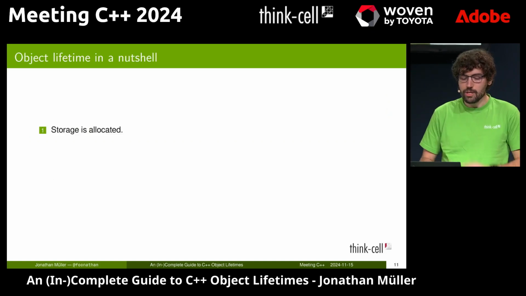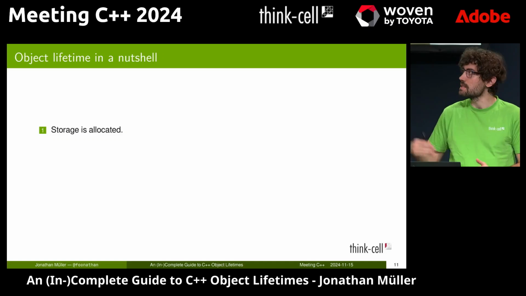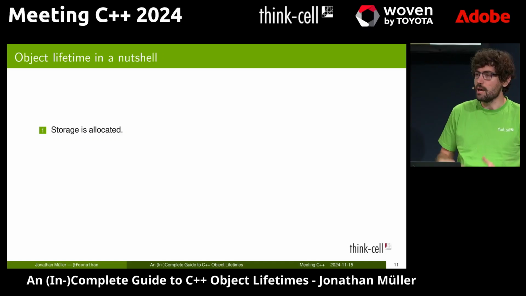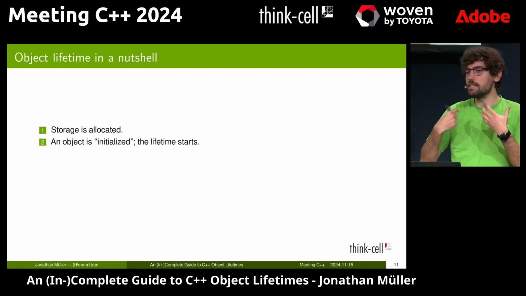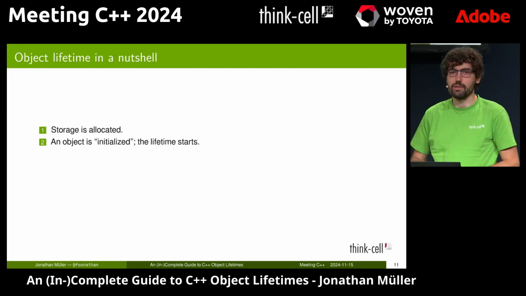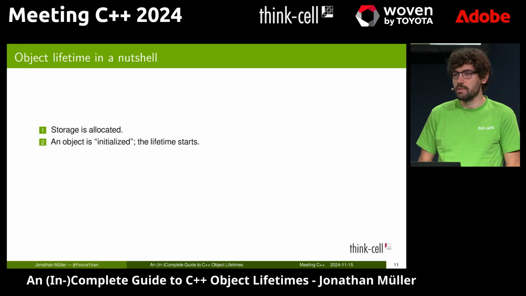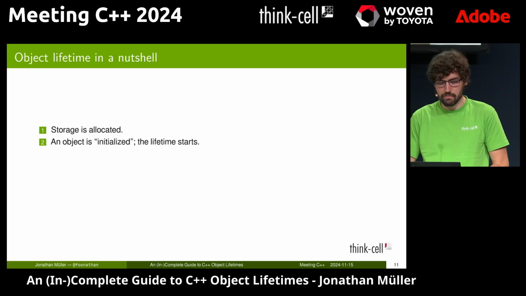So on a very high level, the object lifetime cycle in a nutshell looks like this. Every object needs storage, so first we need to allocate storage for the object. Then we initialize the object. We'll get to the quotes later. And this starts the lifetime. So now we've got an object who is alive.